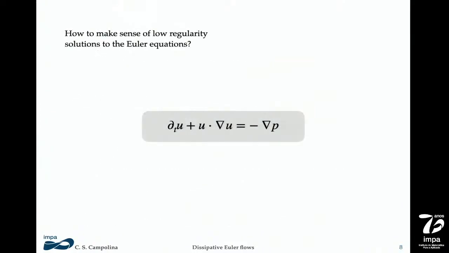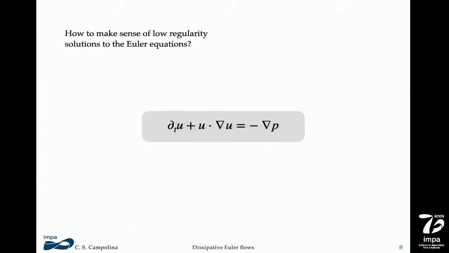But how to make sense of low regularity solutions to the Euler equations? If we take a look at the Euler equations, we realize that we need regularity because there are derivatives like the time derivative, spatial derivatives, derivatives of pressure. So how to make sense of a solution which has low regularity? The answer was given by Alexei in his lecture about Burgers' equation, because we can work with weak derivatives, weak solutions.